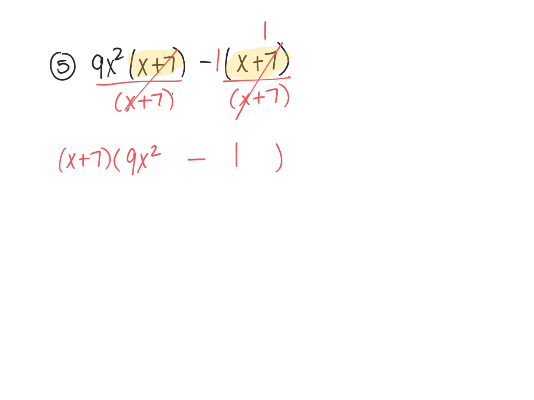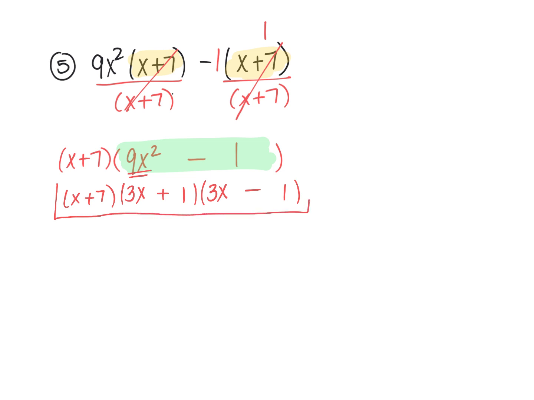So now let's see. Here is another difference of 2 perfect squares. So we're going to break this down into 2 parentheses. What thing times itself gives me 9x squared? You should be saying 3x and 3x, or the square root of 9x squared. What thing times itself gives me 1 is nothing other than 1. And then we need a plus and a minus. And then don't forget to bring down that x plus 7 in the front. And that is your final answer. So we did a GCF, and then we did a difference of squares again.